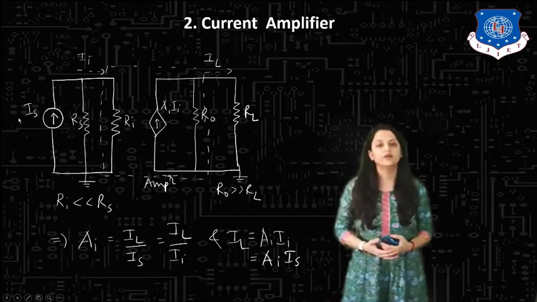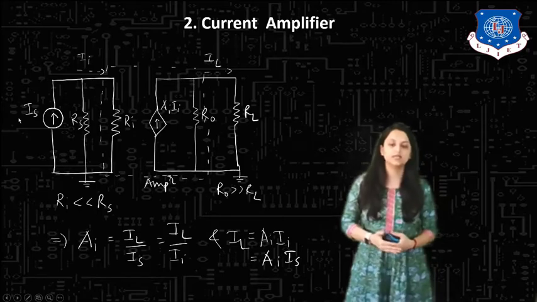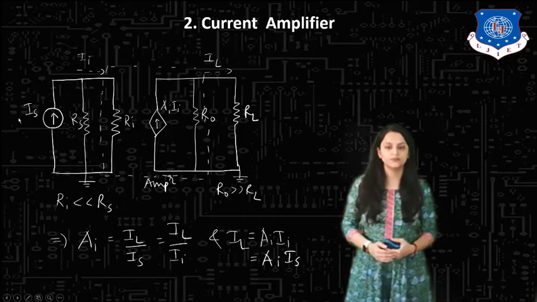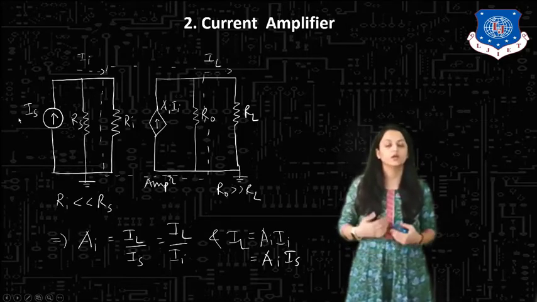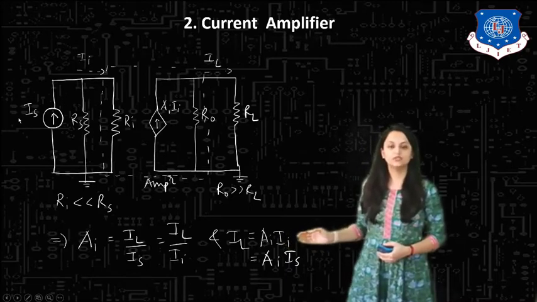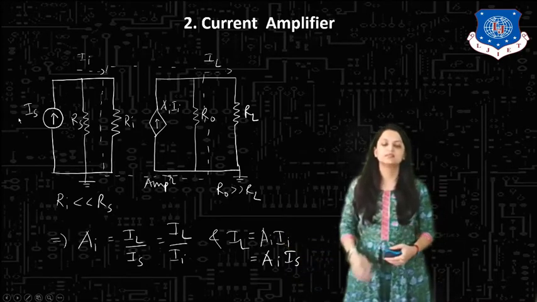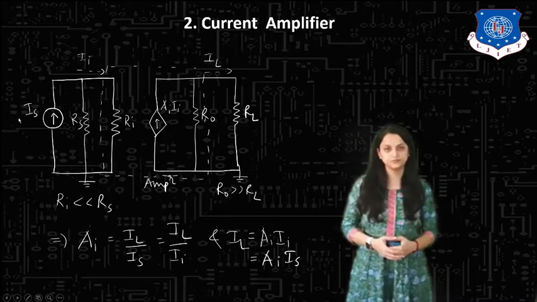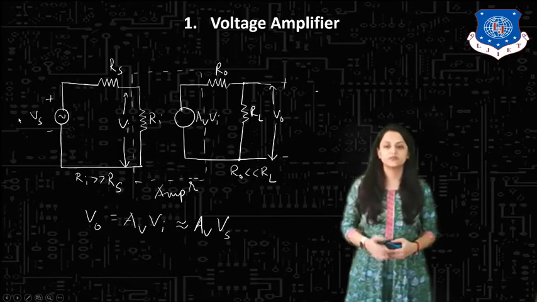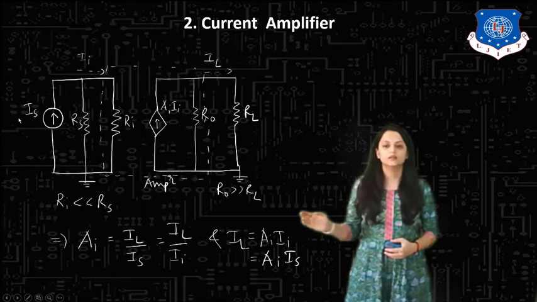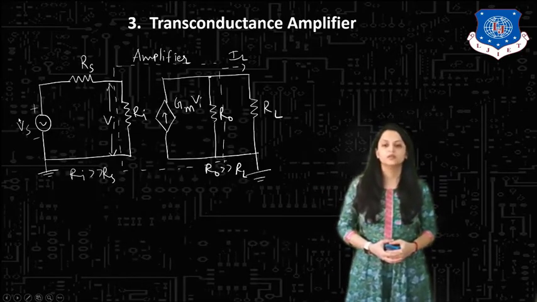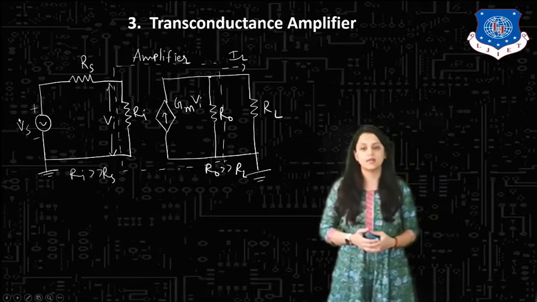If we obtain the value of current gain Ai, that is given as IL by Is, that is load current divided by source current, which is IL by Ii. Also we can say that load current equals Ai into Ii, or else Ai into Is, that is source current. Okay, so this is the current amplifier. Please remember the difference between this voltage amplifier and this current amplifier. Identify the difference. Okay.